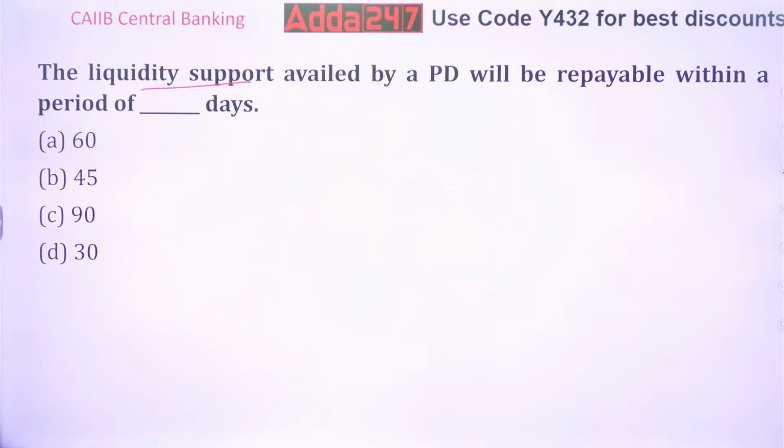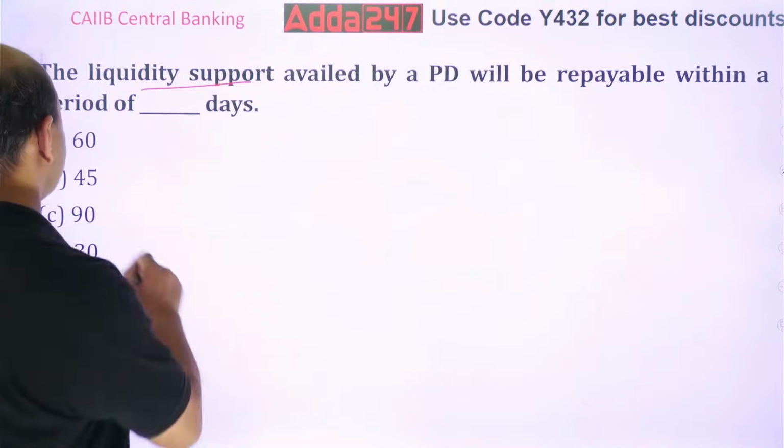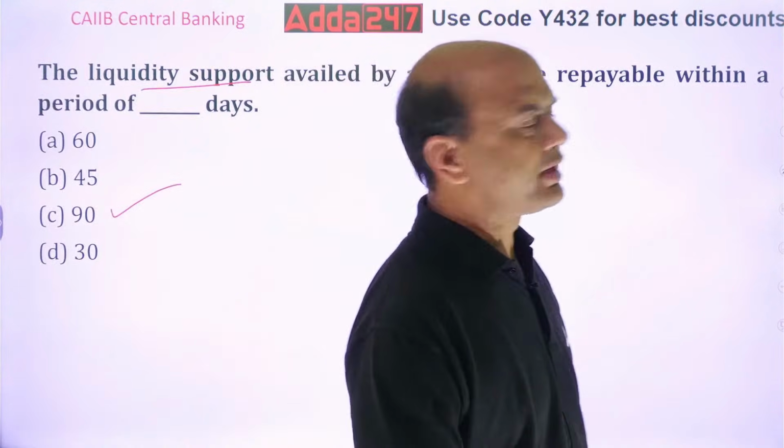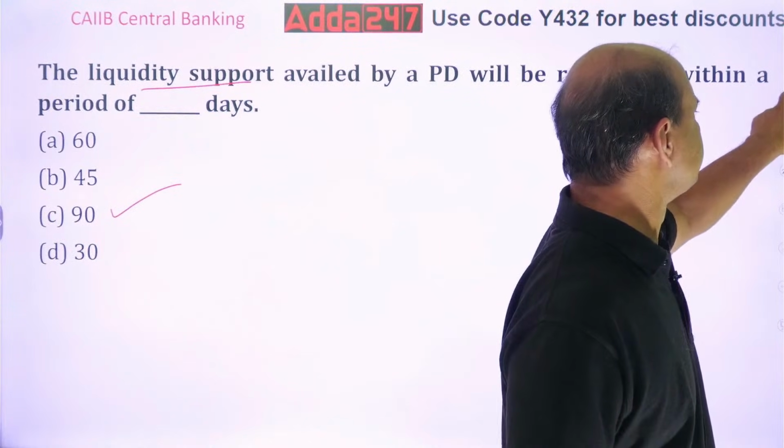The liquidity support given to these primary dealers is to be repaid in 90 days. Kindly note, it is to be repaid in 90 days.